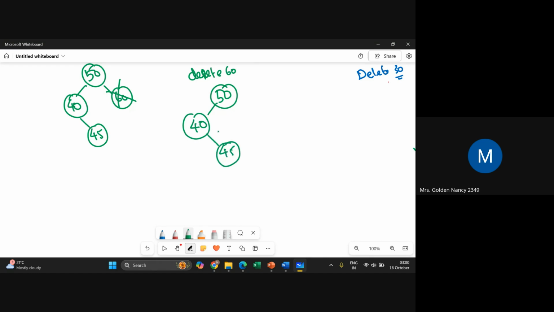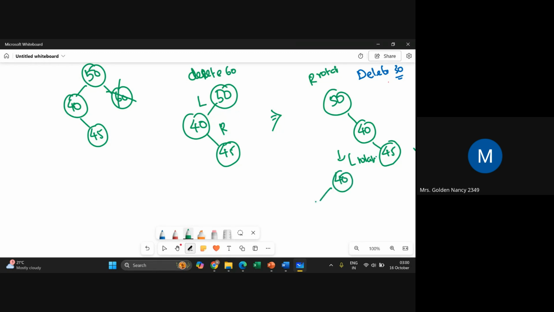Check the balance factor. Your balance factor will be violated because it is LR. LR rotation, you know this. So you have to do first R rotation in the lower part. R rotation means you have to pull it to the right side. So 50, 40, and 45. Now you have to do L rotation. L rotation means I will pull it anti-clockwise. So 40 will be the top, 50 will be on the left side, and 45 will be the right subtree.